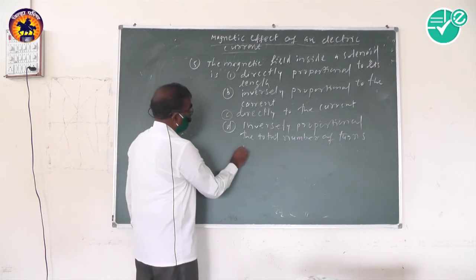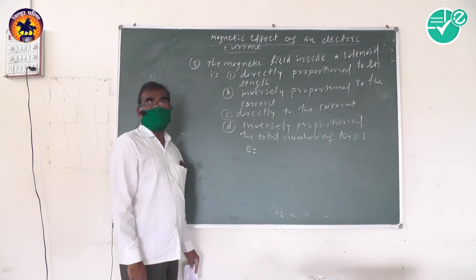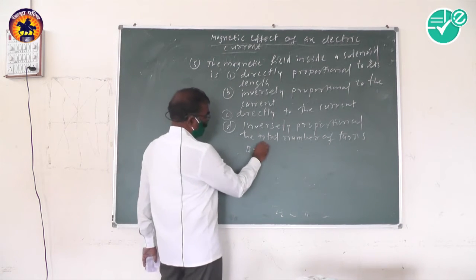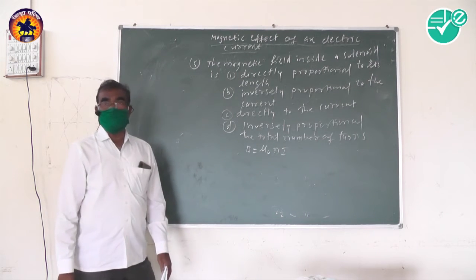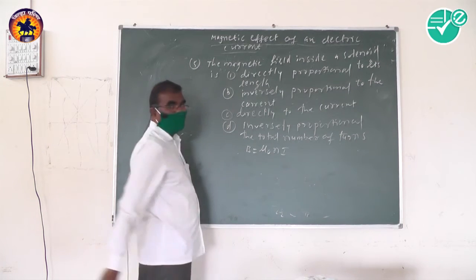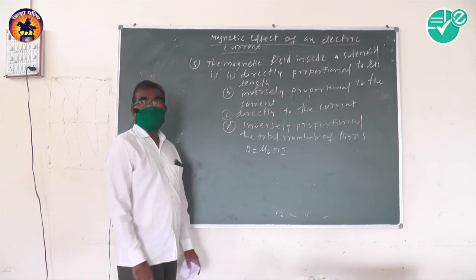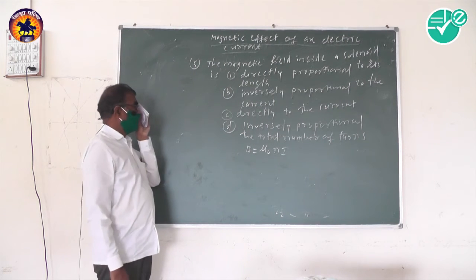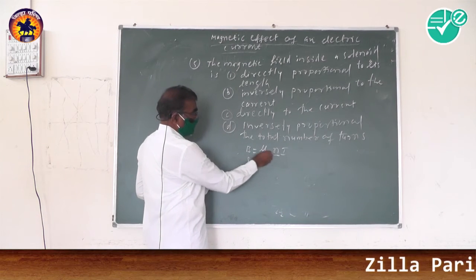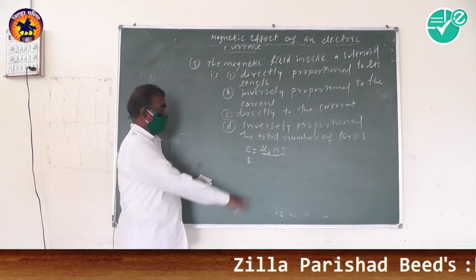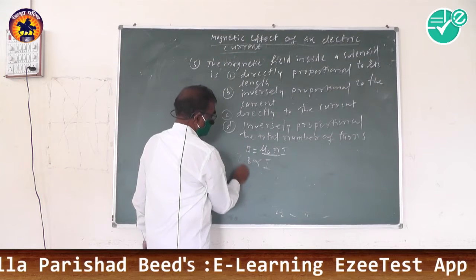We know that by using Ampere's circuital law, the magnetic induction inside the solenoid is B equal to mu 0 n i. Here n is the number of turns per unit length, mu 0 is the permeability of air medium or vacuum, and i is the electric current. As mu 0 and n are constant, B is directly proportional to i.